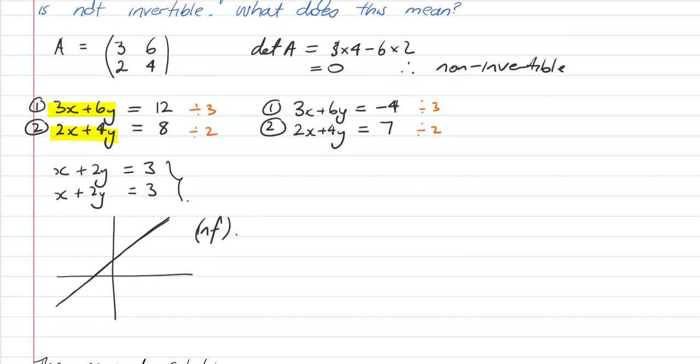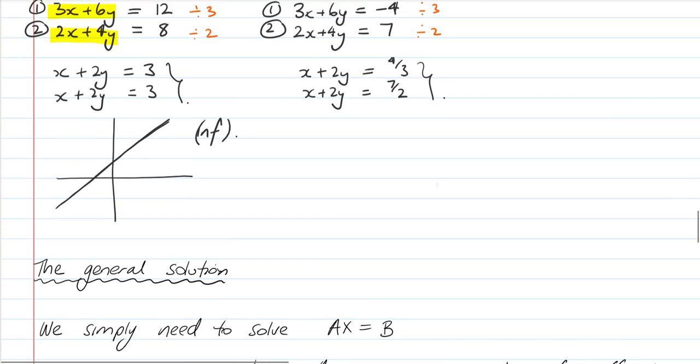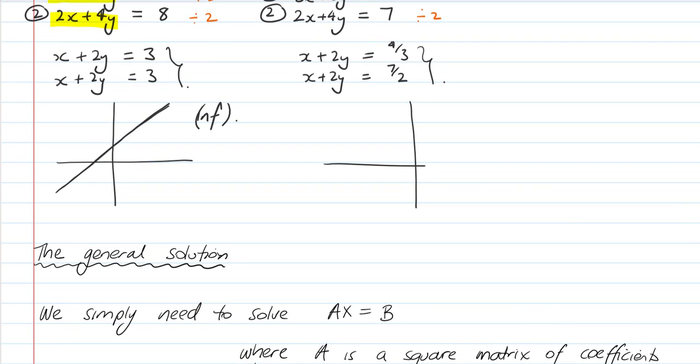Over here, if I divide by 3, I get x plus 2y equals 4/3, and then dividing by 2, x plus 2y equals 7 over 2. Now we have a contradiction, because if I subtract these equations, I get 0 equals 4/3 minus 7 over 2, which I can't be bothered doing, but it's something about 2 and a bit, and that's a problem for us, because 0 can't equal some other number. So in this case, what we have is one line there and one line there and 0 solutions.